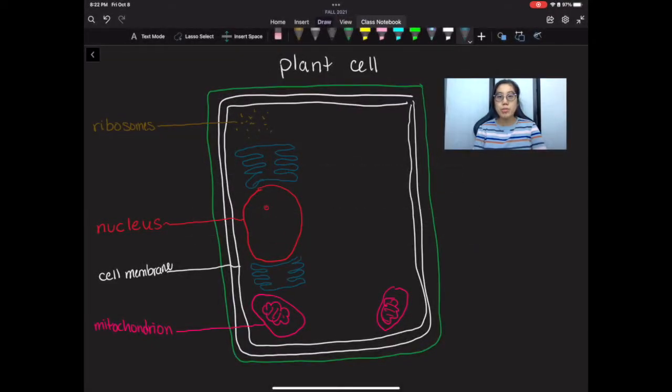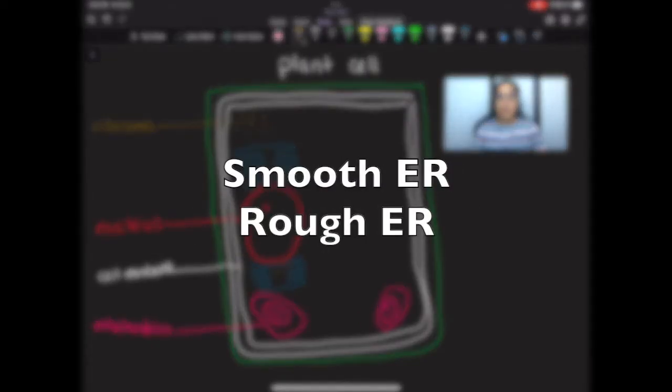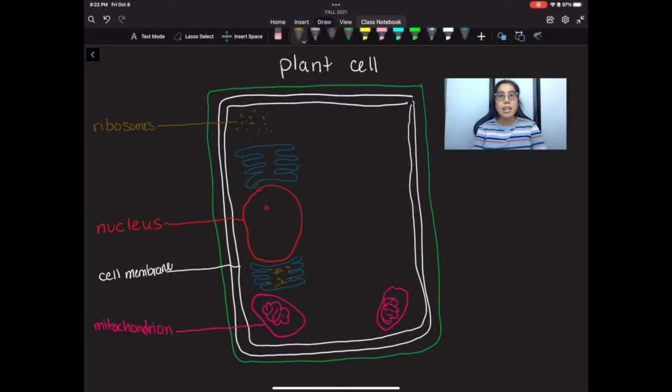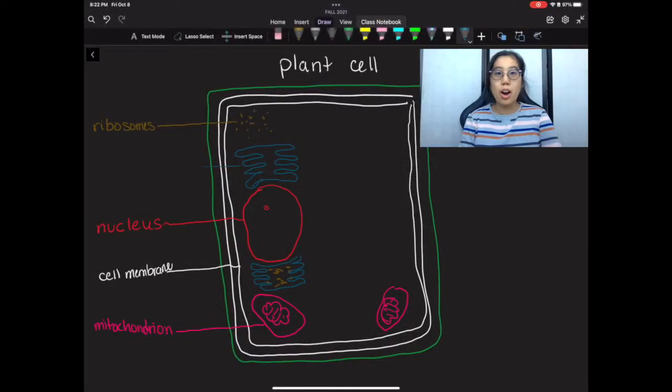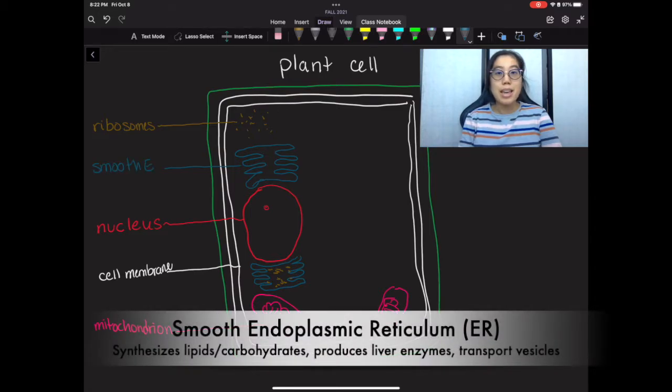There are 2 types of ER, the smooth ER and the rough ER. Let's start with the smooth ER. It does not have any ribosomes, making it smooth. It synthesizes lipids and carbohydrates that make up the cell membrane. It also produces enzymes in the liver and transports vesicles.